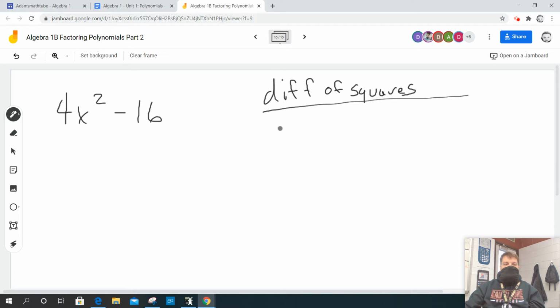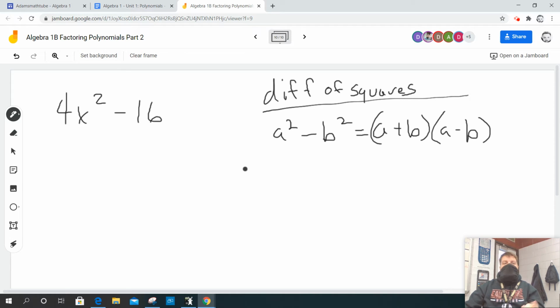So the difference of squares looks like this: a squared minus b squared should factor to a plus b times the quantity a minus b. However, I could still use the AC method, right? In other words, ax squared plus bx plus c. Well, let's just crank through it.